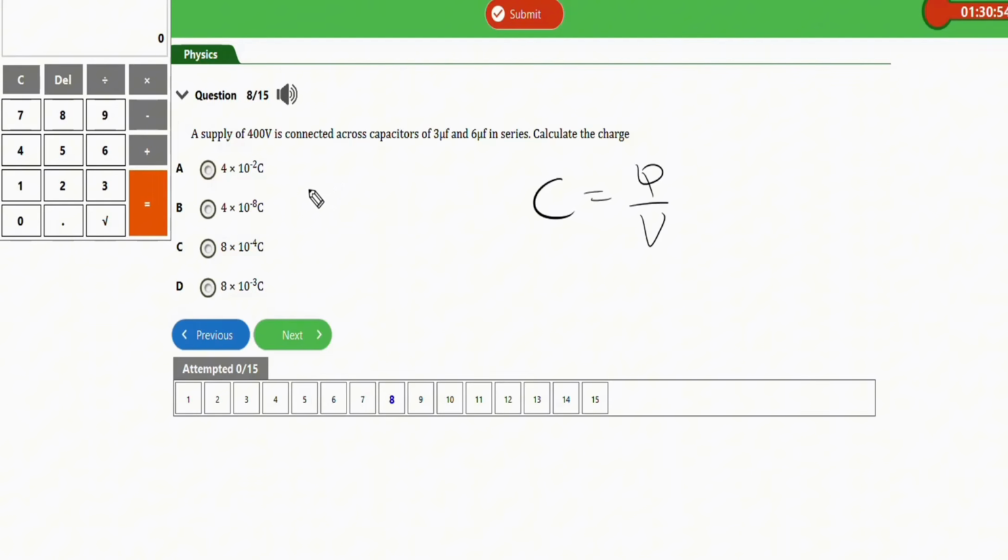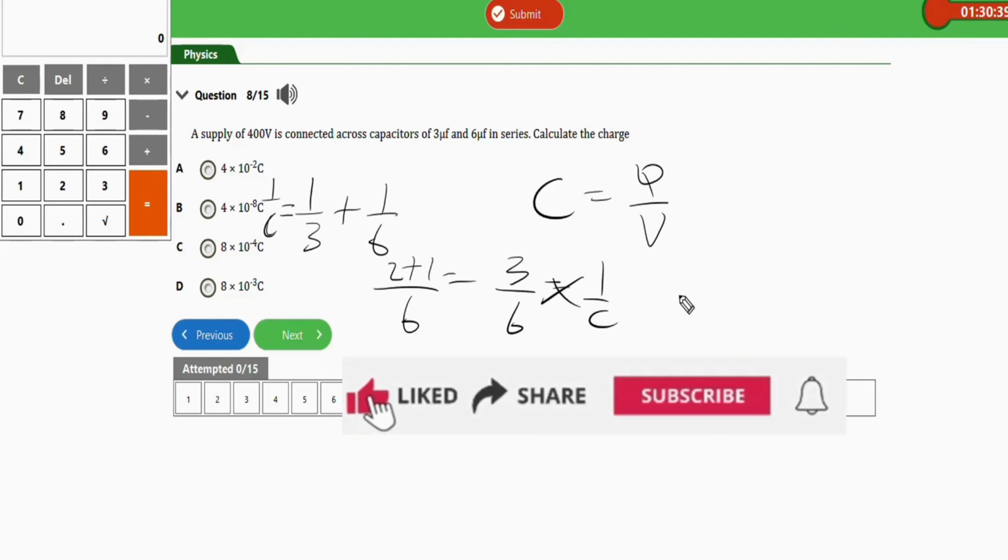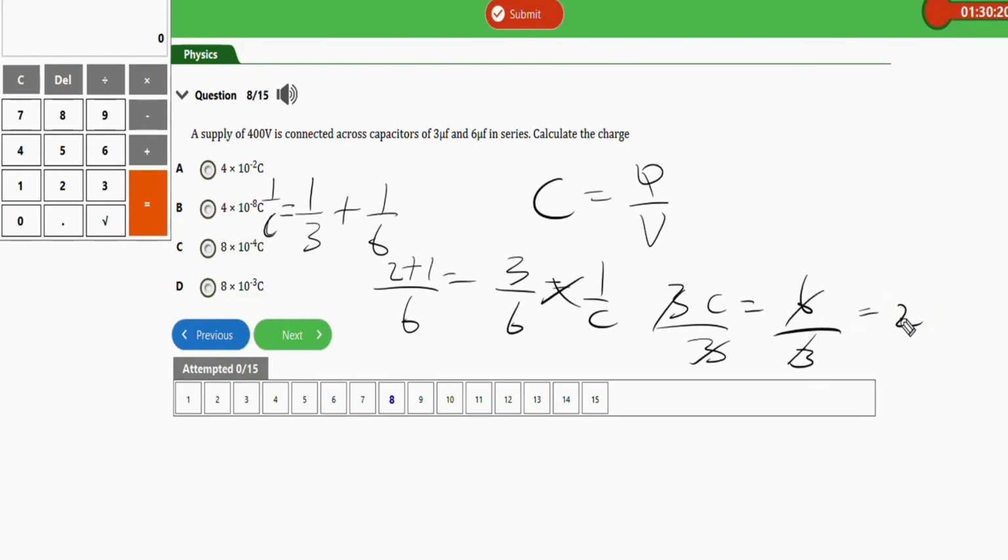So this tells us that it's going to be 1 over 3 plus 1 over 6, 1 over C equals this. LCM is 6, so we have 2 plus 1. What does that give us? 3 over 6 equals 1 over C. Cross multiply, you have 3C equals 6. Divide both sides by 3. So the effective capacitance is 2 microfarad.